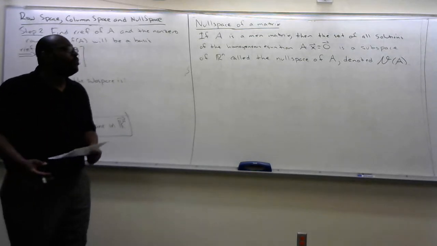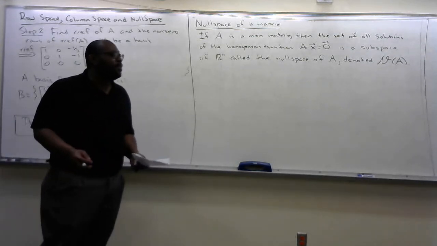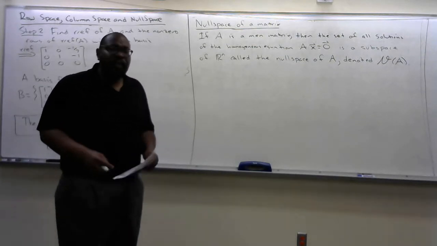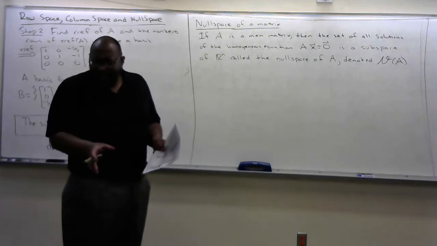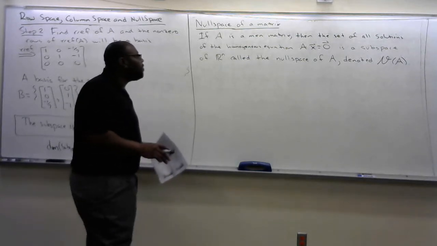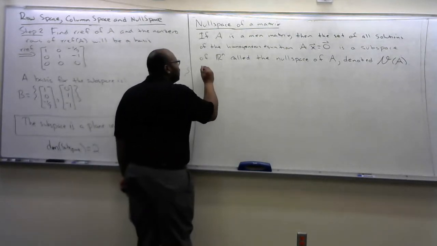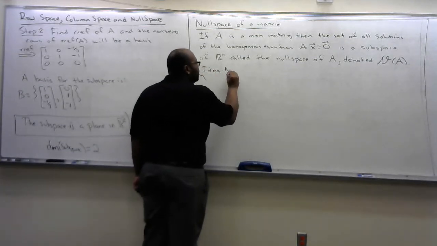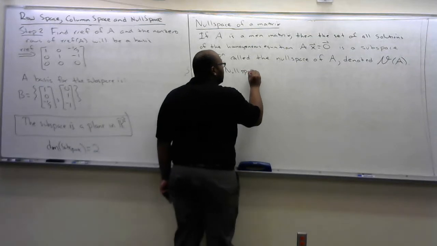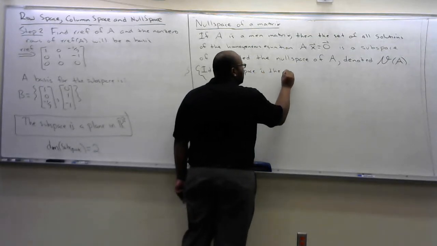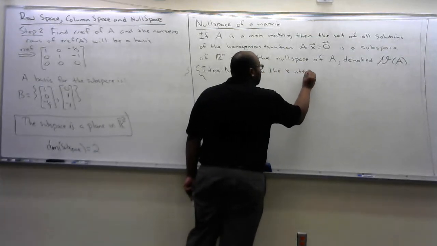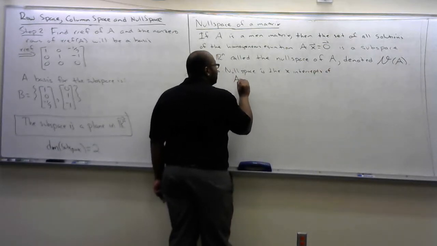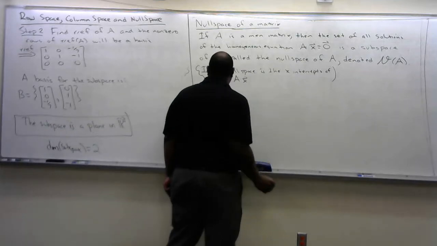I like to think of the null space of A as kind of like the x-intercepts of a matrix. It's not exactly the same thing, but it's close enough. The idea is that the null space of A is the x-intercepts of A times x, our matrix equation.